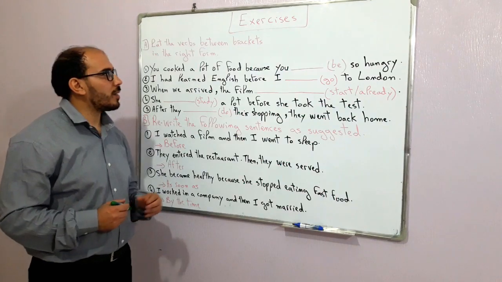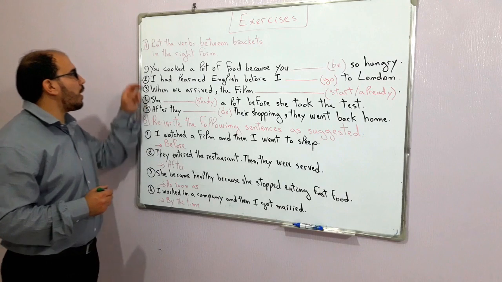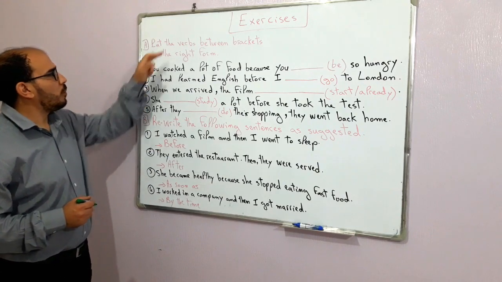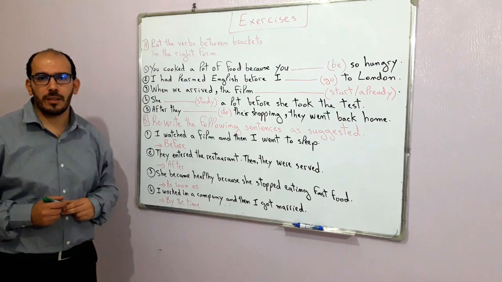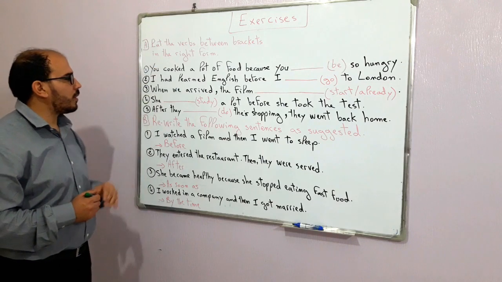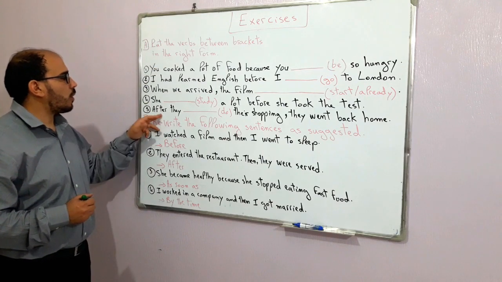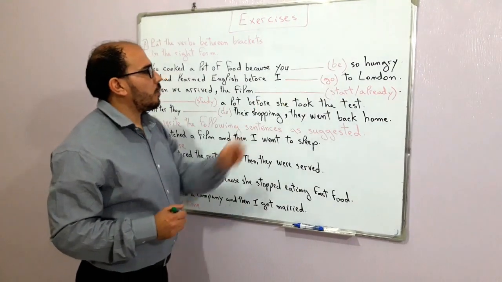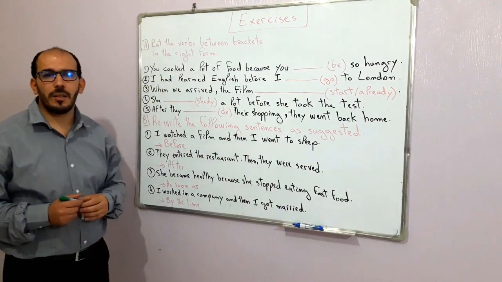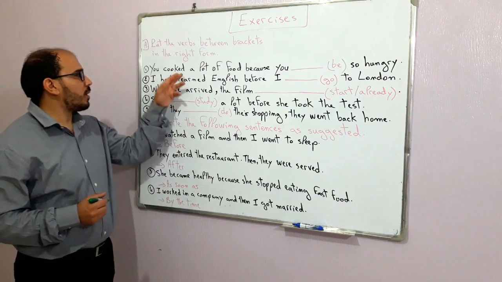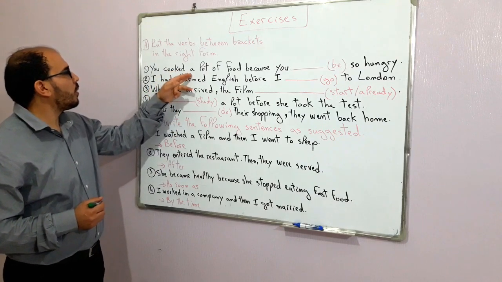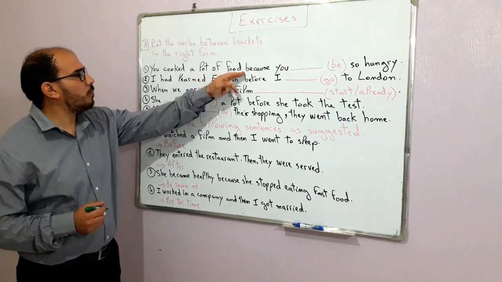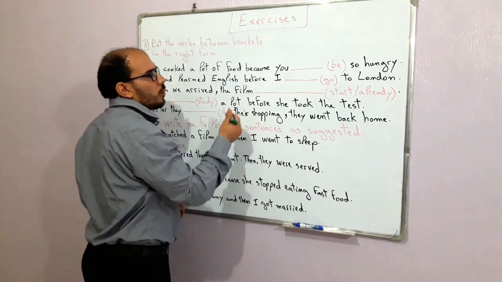For our exercises, we have 2 exercises. We have exercise A: put the verbs between brackets in the right form. We have a list of 4 sentences, and we have verbs between brackets. So you have to read these sentences, then check the keywords. For example, in sentence number 1, we have: you cooked a lot of food because you be so hungry.